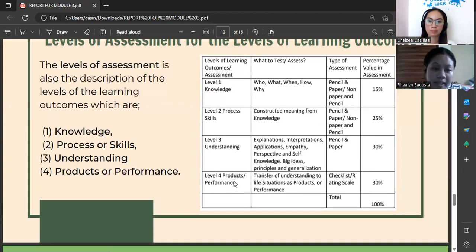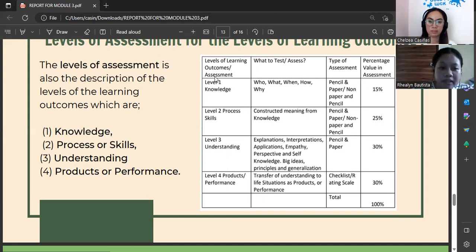Dito sa table, makikita natin yung levels of learning outcome assessment. Level 1 is knowledge. Level 2 is process skills. Level 3 is understanding. And level 4 is product or performance. What to test or assess? Ano daw yung test or ina-assess ni level 1 sa knowledge? Ito yung sa knowledge: who, what, when, how, why. And yung type of assessment niya is pencil and paper, non-paper and pencil. And ang percentage value niya in assessment is 15%.